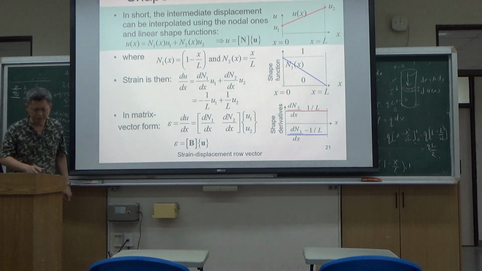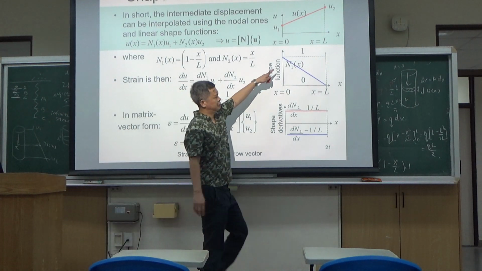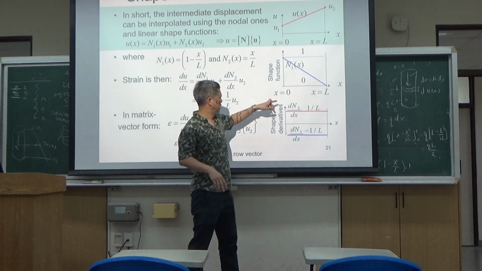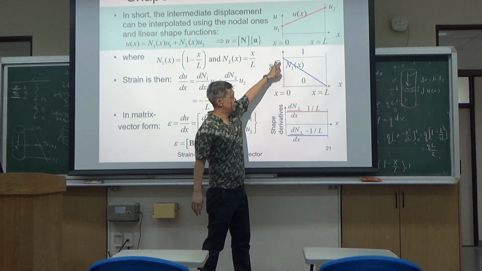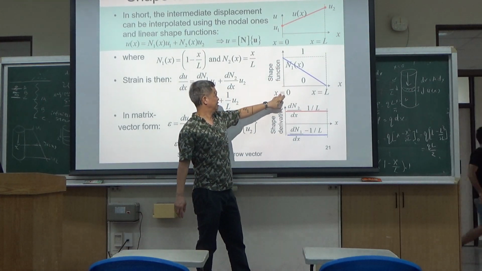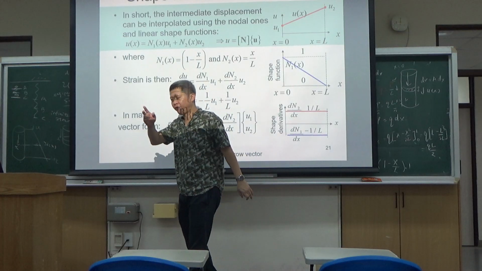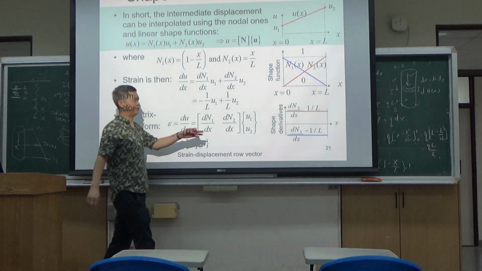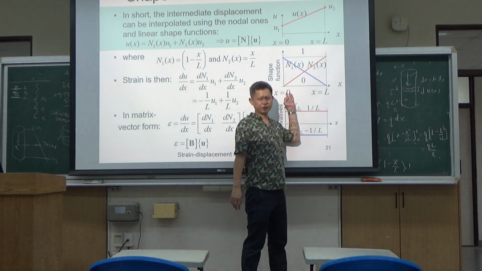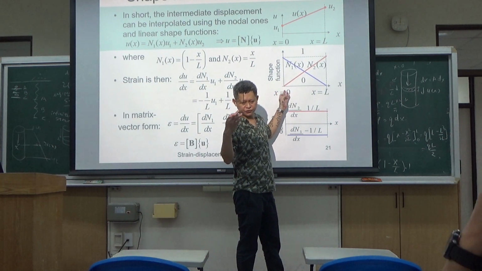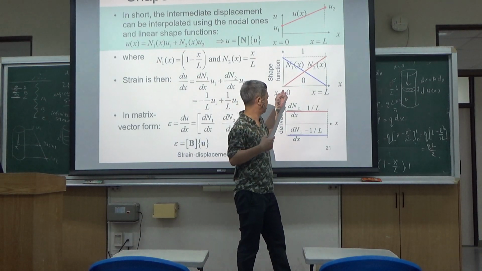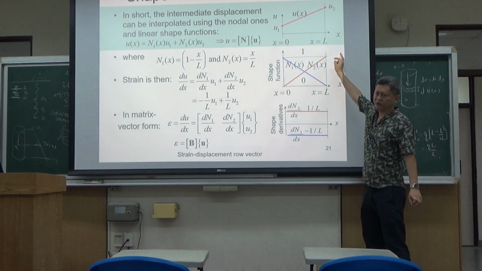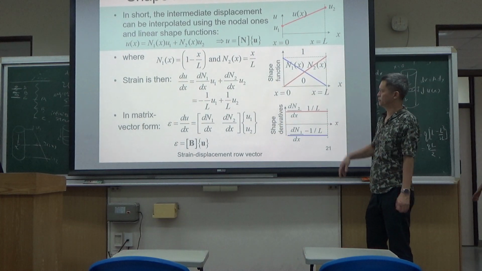U1 can be anything, but my N1 is going to tell you the interpolation. At x equal to 0, U1 is 1. At x equal to L, U1 contribution is 0. Likewise, you can do the same. At x equal to 0, N2 is 0, so U2 has 0 contribution. At x equal to L, N2 is 1, so it's going to be U2 100% contribution.